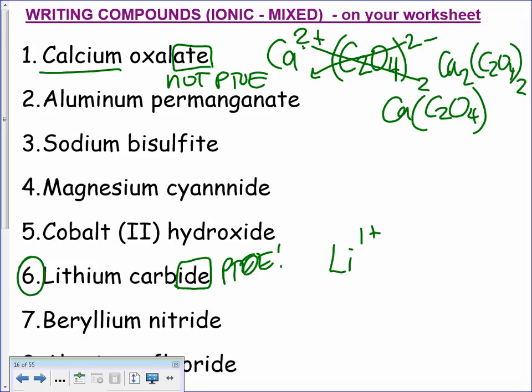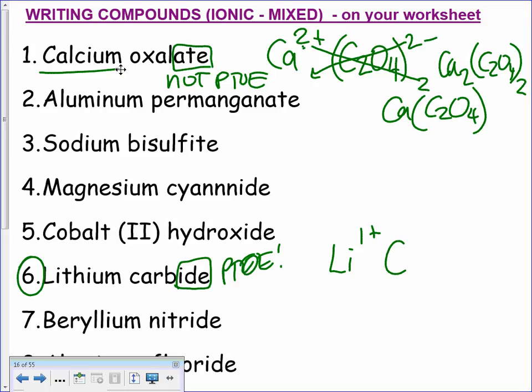Carbide sounds like carbon. So carbon has what charge? This is one that you have to find the charge from on the periodic table. No, it's 1A through 8A, right? Ignore the whole teen part. Say again? Why is it 4?